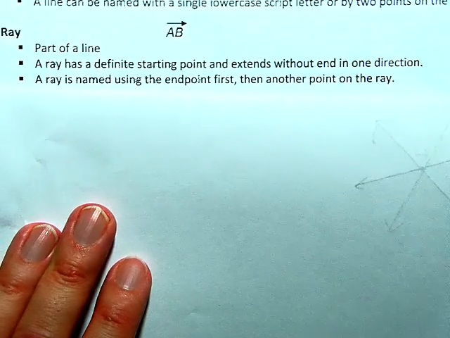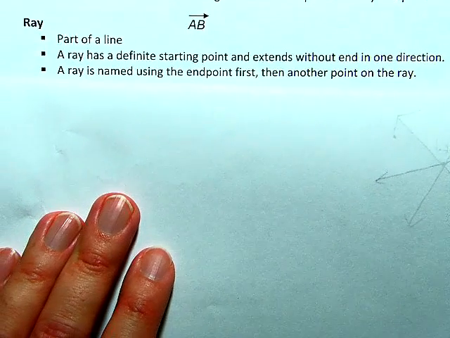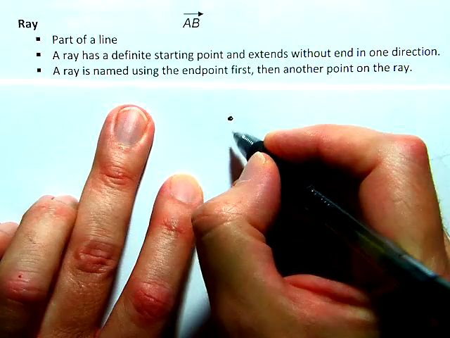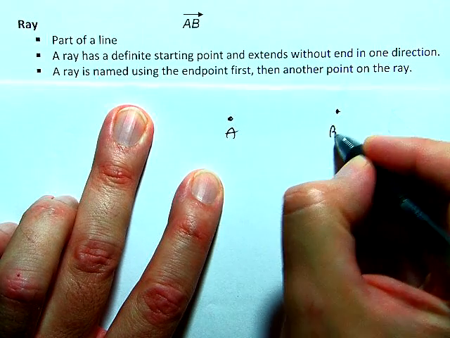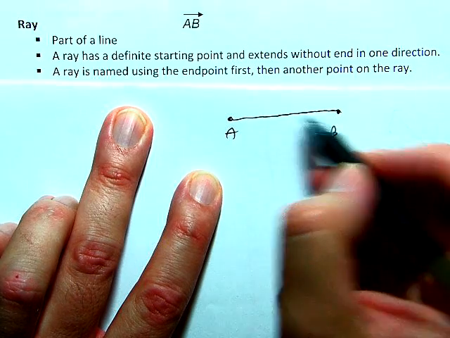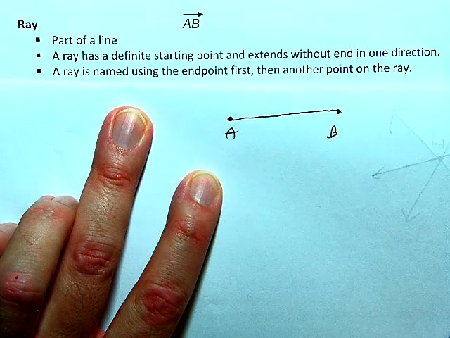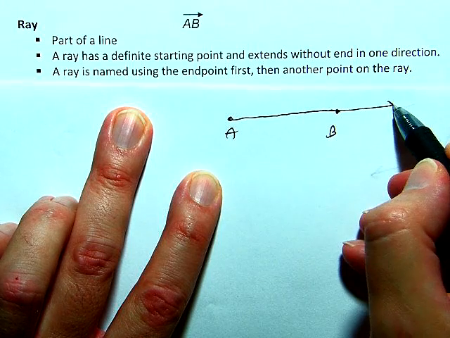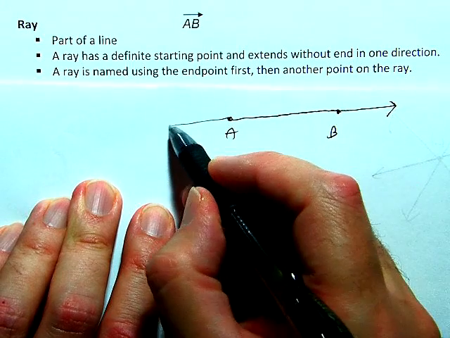Okay, let's move on to a ray. Now a ray is a part of a line, so if I went ahead and drew again line AB. By the way, the part of the line that is between A and B, just this piece, is called a line segment. We'll get to that shortly. But when we extend this out infinitely in both directions, we get a line.